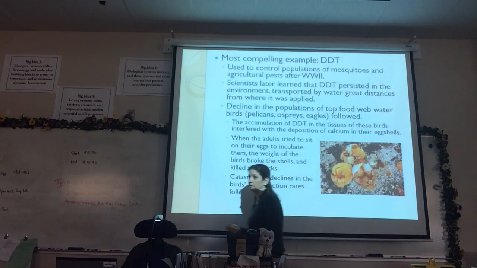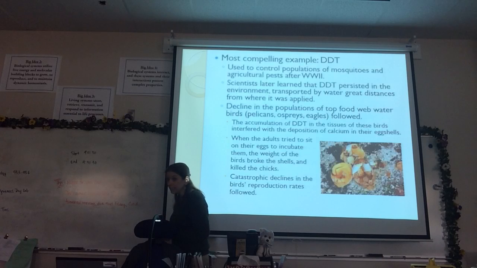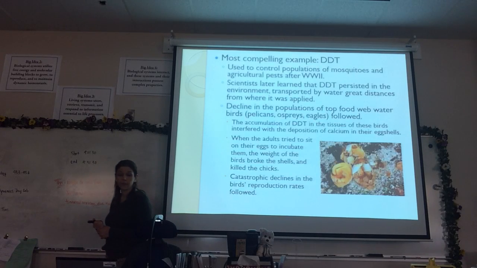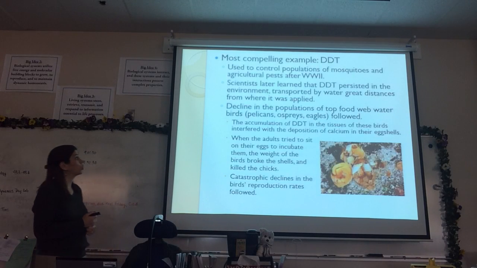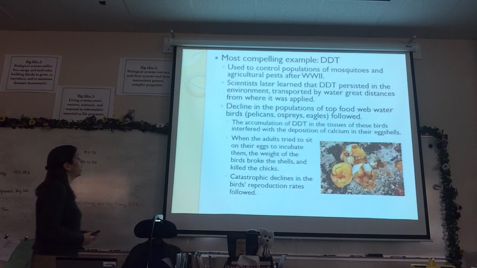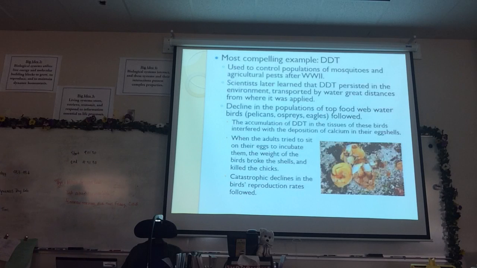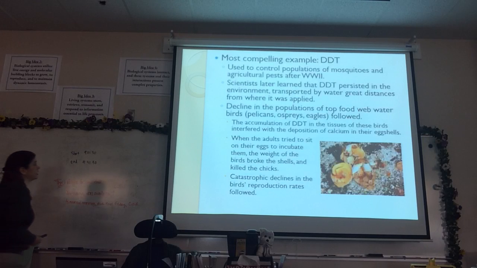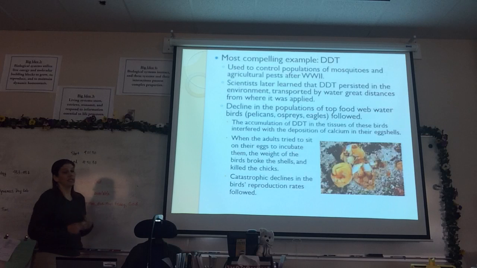A great example of this is DDT. DDT was used to control populations of mosquitoes after World War II. We thought it was the miracle chemical. It was solving all kinds of problems. Well, scientists realized later that DDT did not get metabolized, and it persisted in the environment, transported by water huge distances from where it was applied.